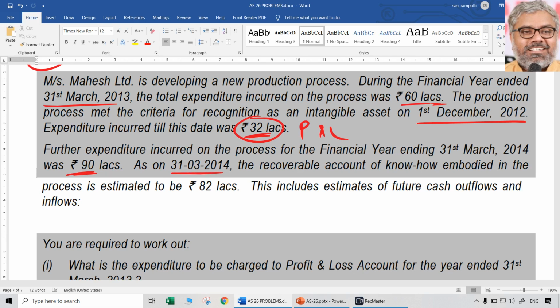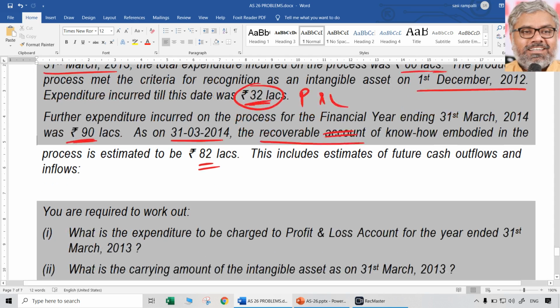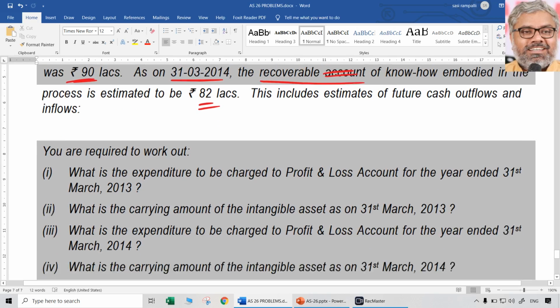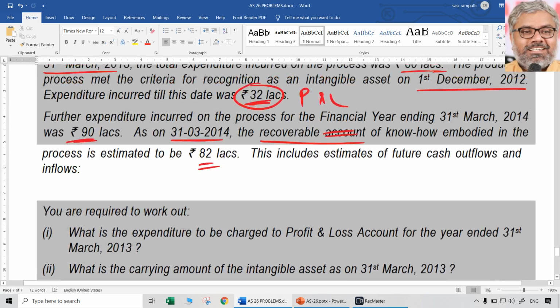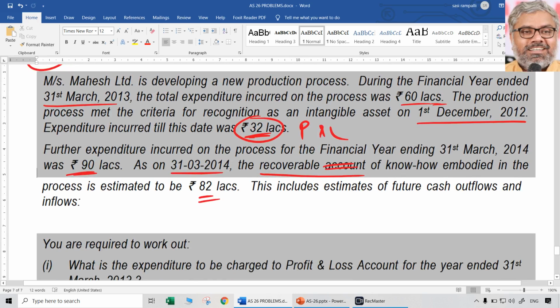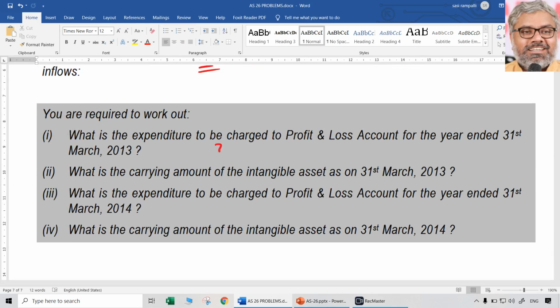And as on 31st March 2014, the recoverable amount of know-how embodied in the process is estimated to be 82 lakhs. This includes the estimate of future cash inflows. So 82 lakhs is the recoverable amount. What is required here? First question, what is the expenditure to be charged to the P&L account for the year ended 31st March 2013? The answer was clear. Already we know that. That was 32 lakhs, because that was not meeting the asset recognition criteria.